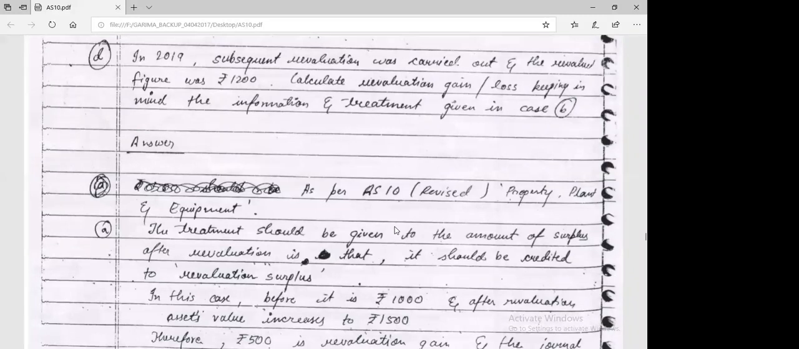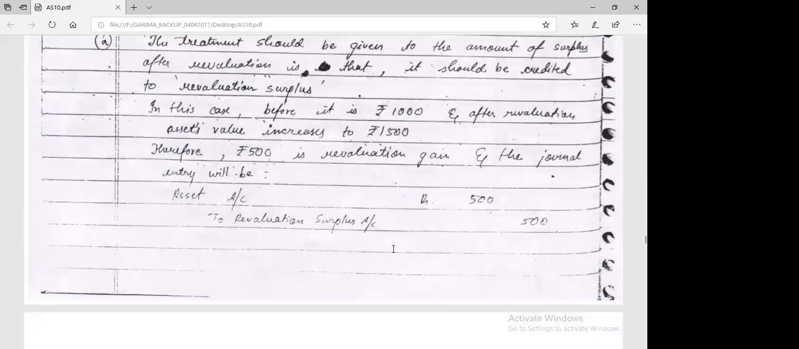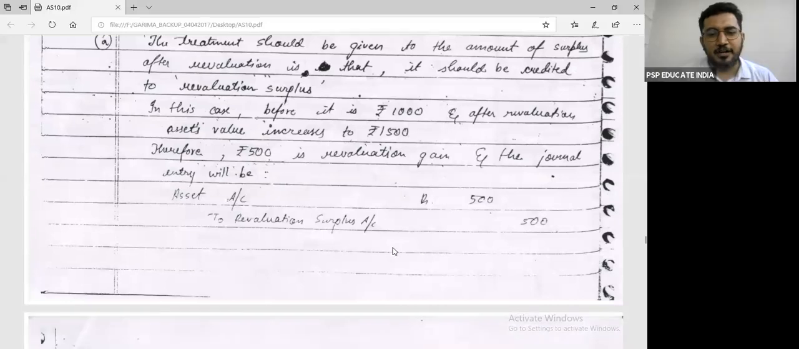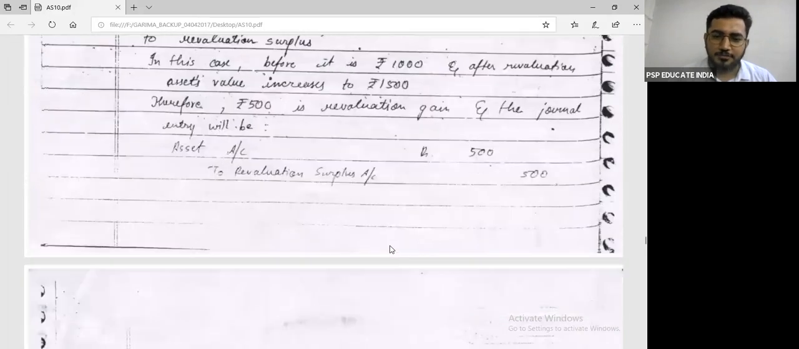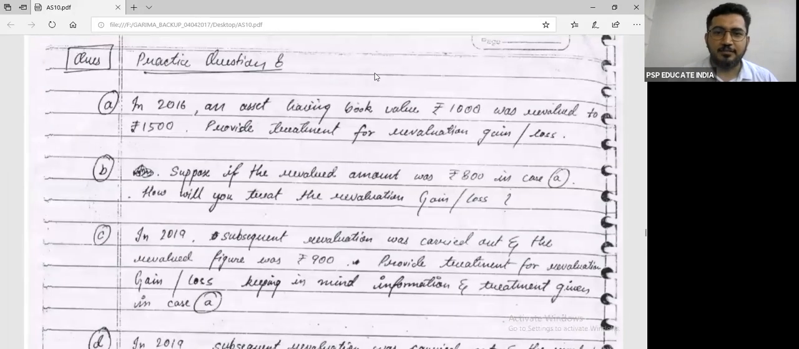Can you tell me the journal entry for the same? Sir, asset is increasing, so asset will be debited and the revaluation surplus will be credited. Okay, asset account debit to revaluation surplus account. Perfect. 500. Journal entry will be asset account debit to revaluation surplus account. Absolutely correct. Thank you, Anjali.